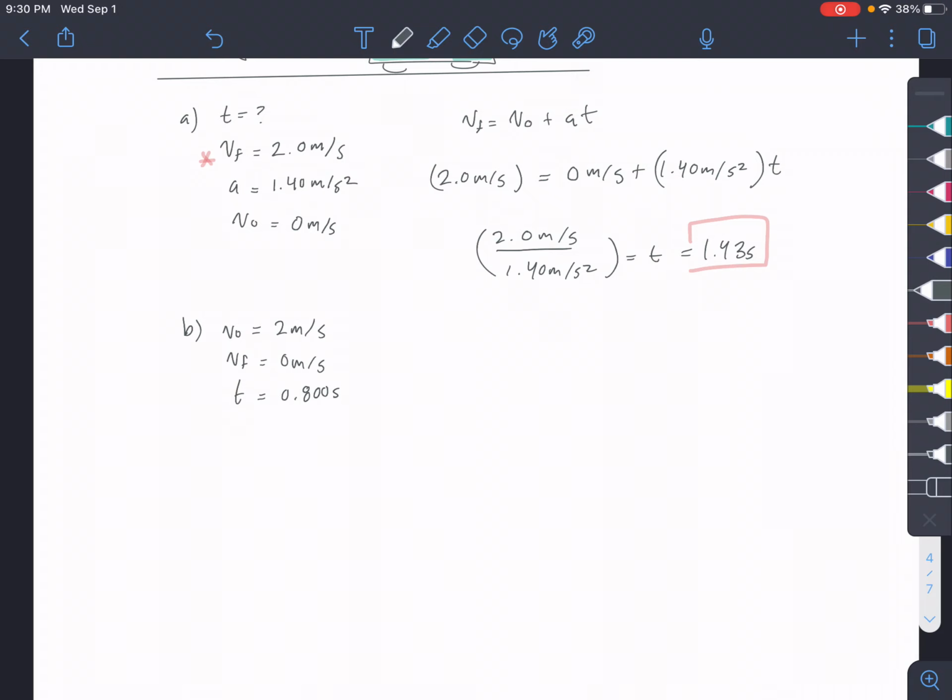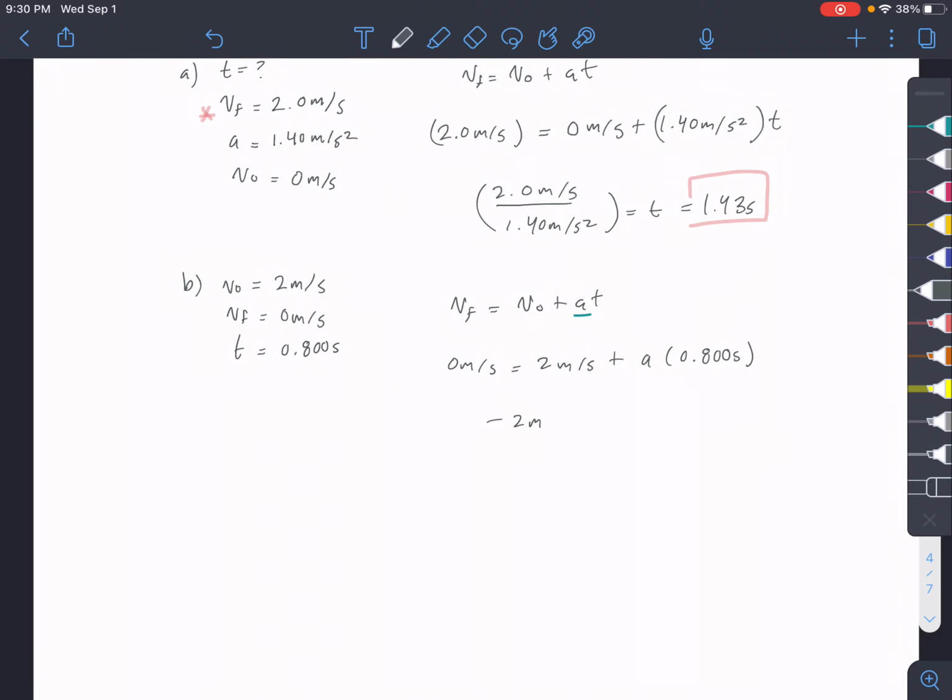So for part B, we're going to use the same expression, the final velocity, v naught plus at. In this case, we're solving for acceleration instead, because we're given the time by the problem statement. So 0 meters per second is equal to 2 meters per second plus a times 0.80 seconds. So 2 meters per second divided by 0.800 seconds is equal to a, which is equal to negative 2.5 meters per second squared.